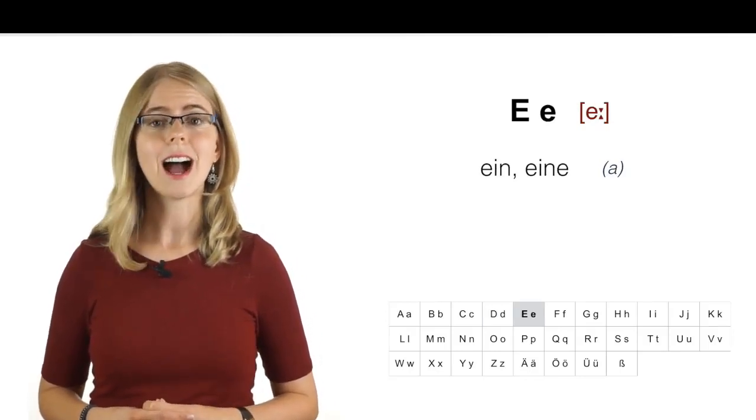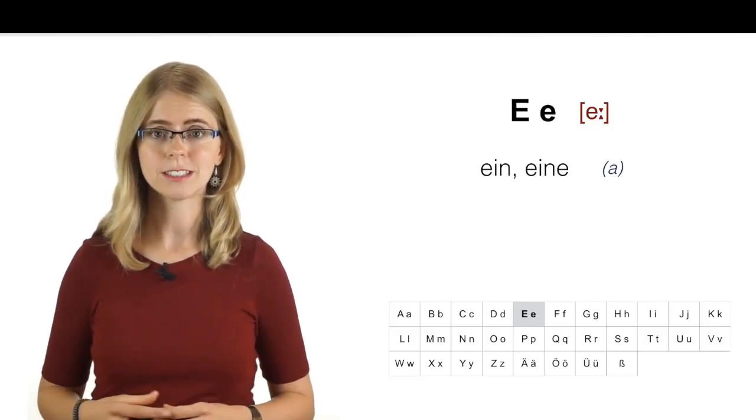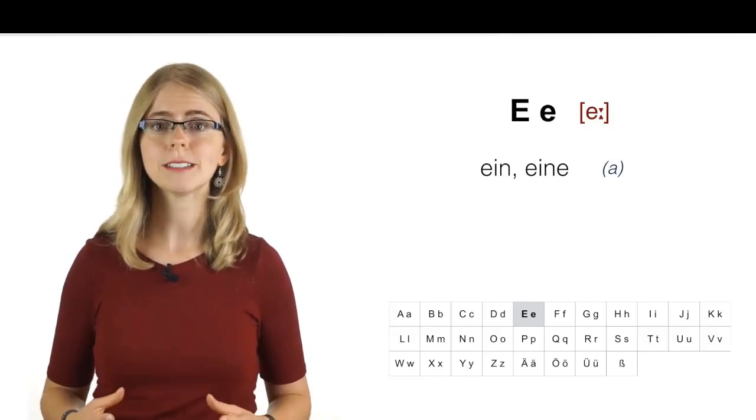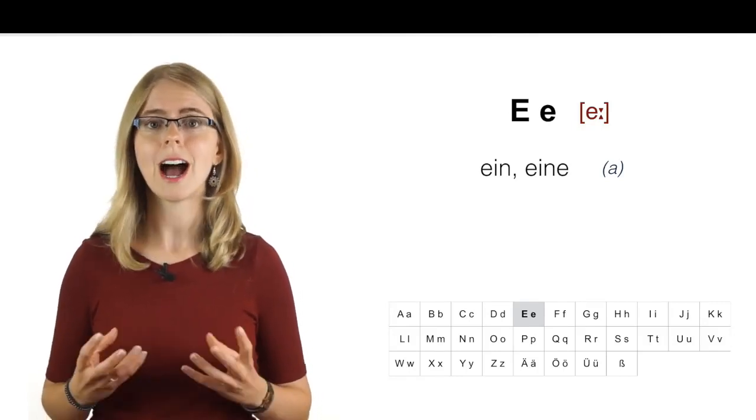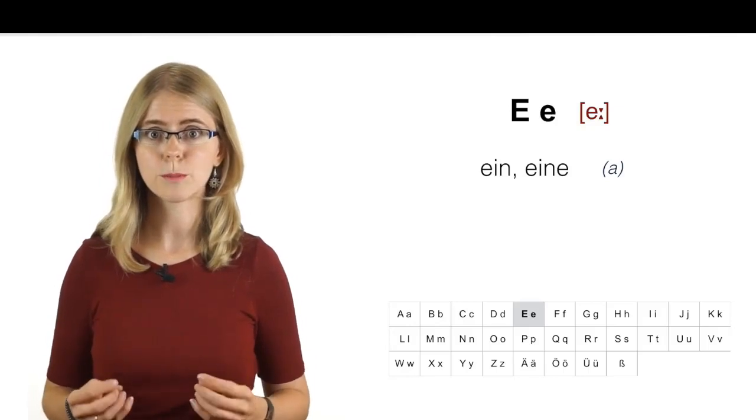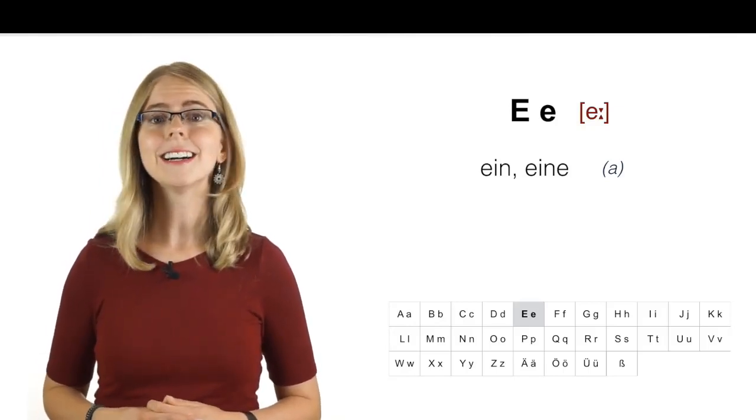E, ein, eine. And these are the indefinite articles. Ein is for masculine and neuter nouns, and eine is for feminine nouns. Ein or eine, in English that would be a. Yeah? So, E, ein, eine.